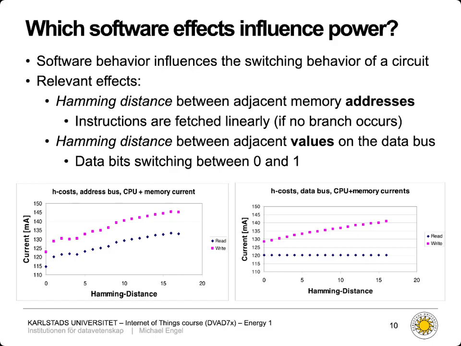So we have relevant effects, which is the so-called Hamming distance between adjacent memory addresses, but also adjacent values of data that's being operated on. Now this model is far too complex to discuss in much detail here, so I would love to refer you to the respective paper of Steinke and his colleagues. It's just interesting, we show two diagrams of the influence of the Hamming distance on the current and, in turn, obviously on the power consumed by our ARM chip here.